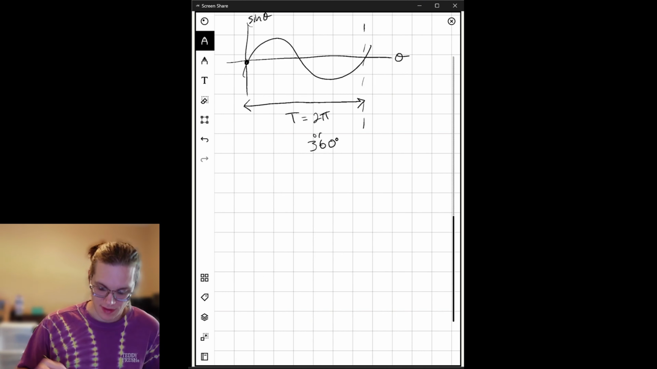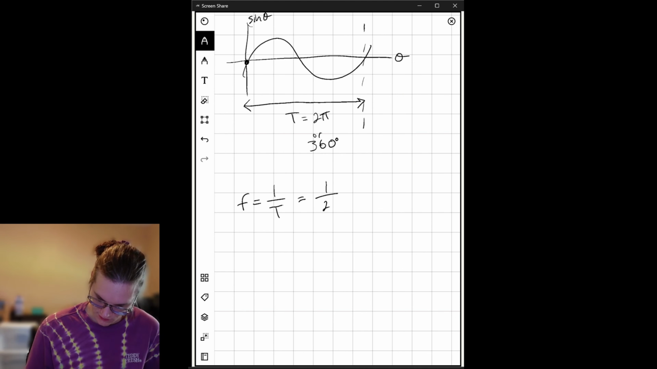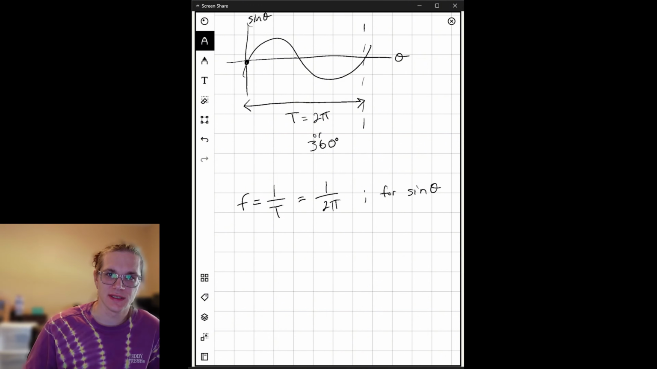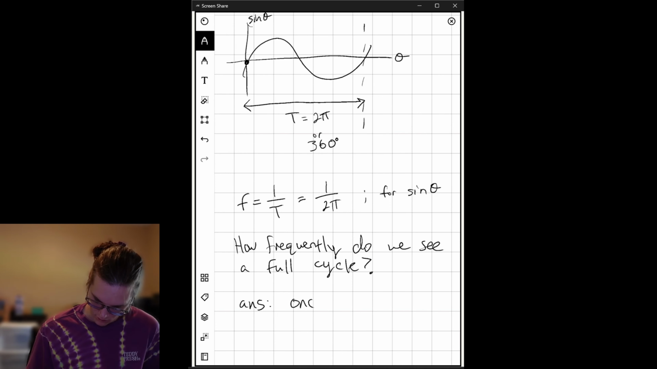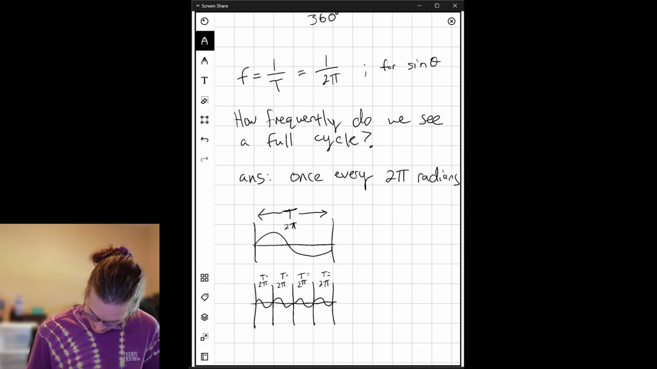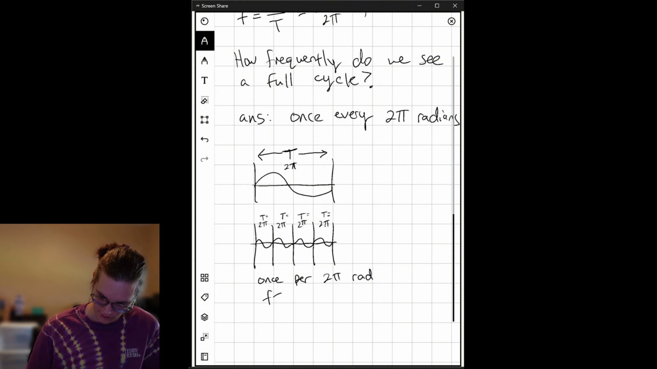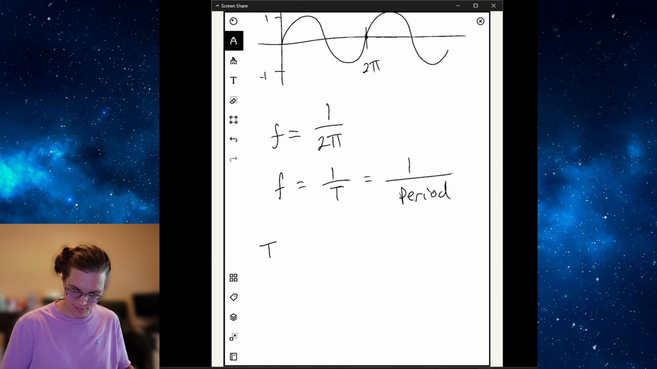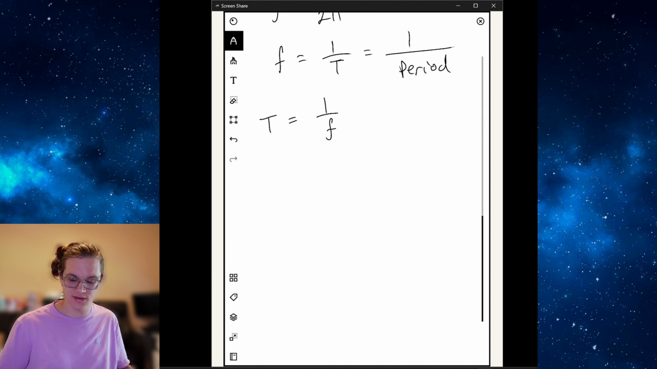And then that would imply that the frequency would be expressed in this way, at least for sine. How frequently do we see an entire period? How frequently do we see a full cycle? The answer is, once every 2 pi radians. Does that make sense? One period is 2 pi radians. The frequency of a period taking place is once per 2 pi radians. Frequency equals 1 over 2 pi. So frequency is 1 over the period. Period is 1 over the frequency. The frequency is the inverse of the period. The period is the inverse of the frequency.